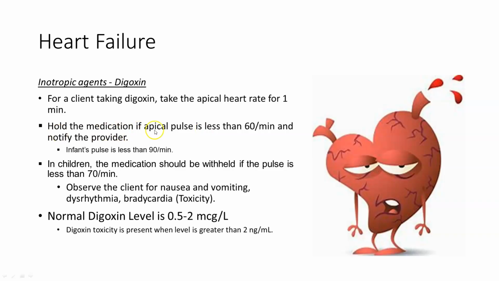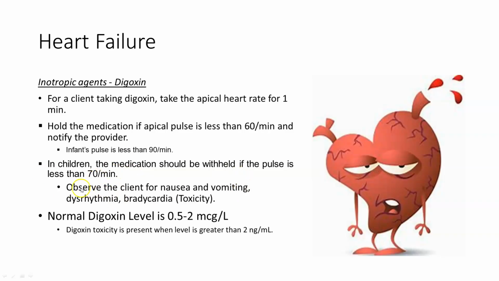We're going to hold the medication based on the parameters. These just happen to be the parameters that the books say. So if it's less than 60 for us, so people, adults, children, and then an infant is going to be 90. Children, 60 to 70. Again, that number can change.